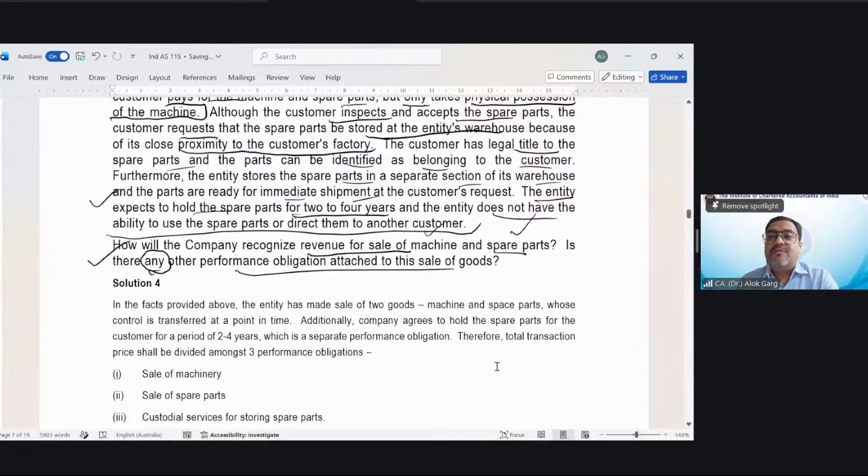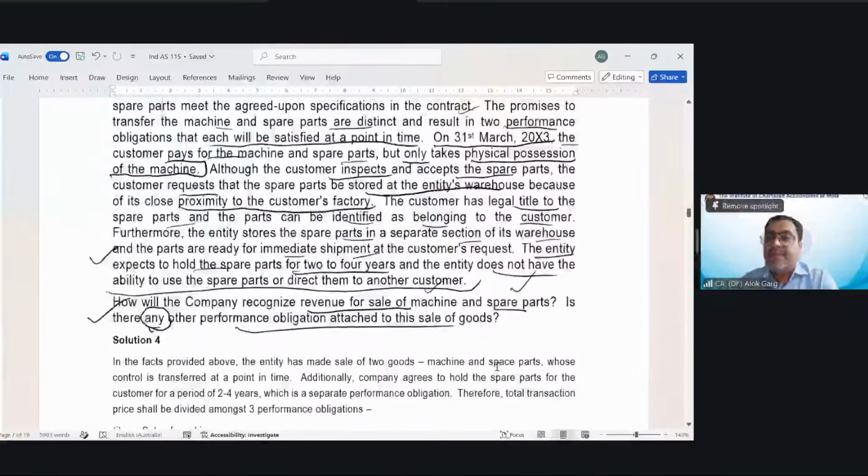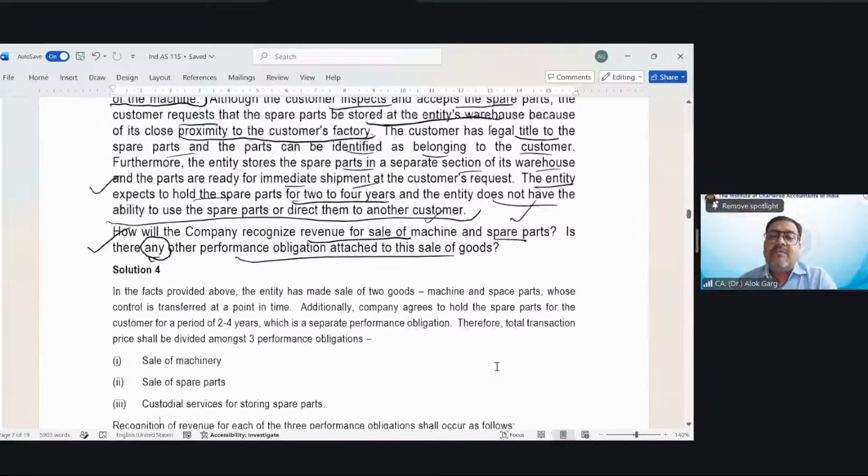Because the entity is ready to deliver the goods, machine and spare part, and the customer has paid the money also. The entity is keeping this spare part only because of the request of the customer. The entity does not want to keep the spare part. Why would the entity waste its storage services? So one thing is very clear. The company has to recognize revenue from sale of machine and spare part on 31st March 20x3 at a point in time. Is there any other performance obligation?